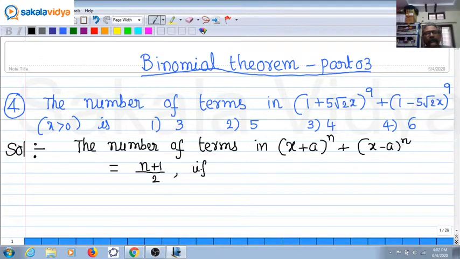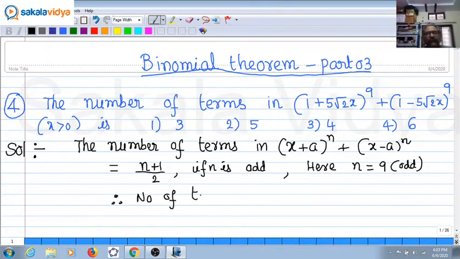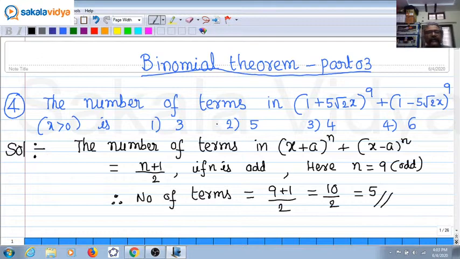if n is odd. See here, n equals 9, which is odd. Therefore, the number of distinct terms, or number of terms, is equal to (9 plus 1) by 2 equals 10 by 2. That means 5 terms. So the desired answer is the second option. Second option is the right option. Okay.